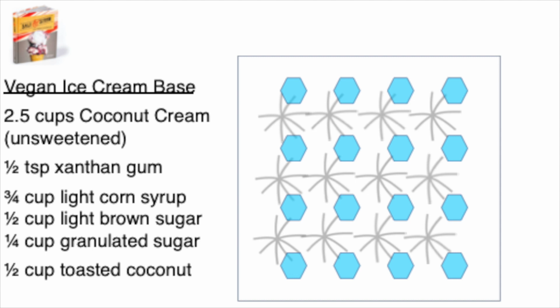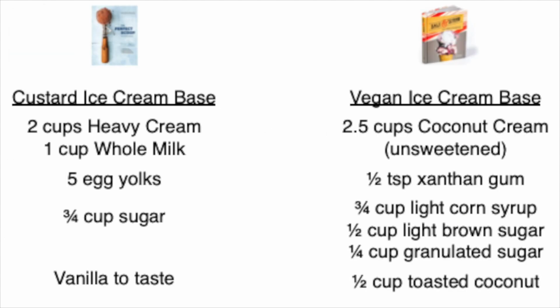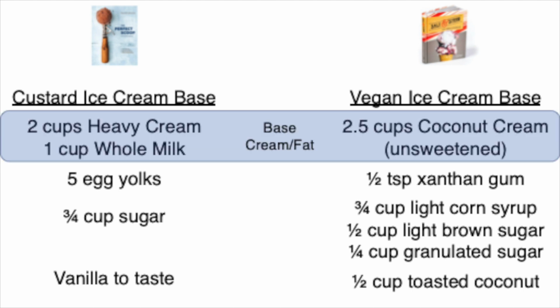So again, the point of all of this is to find ways to slow water molecules down so we can control how our ice cream freezes. Okay, so just comparing these two recipes here, our custard ice cream base and our vegan ice cream base. All right, the first part of this in both of them is that we have our base, right? Our cream, where we get all the fat from in our ice cream. That fat is fantastic. We want to make sure that whenever we make any sort of ice cream, that it's got a good amount of fat in it.